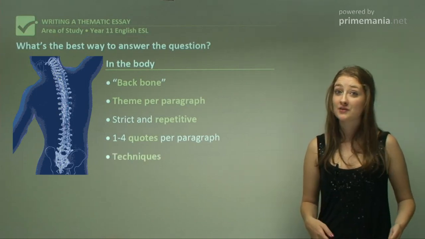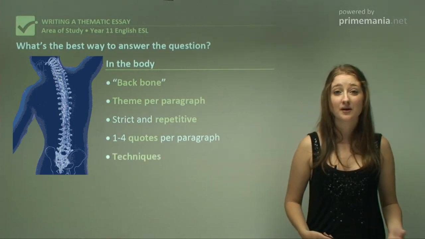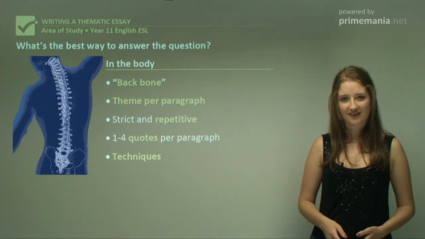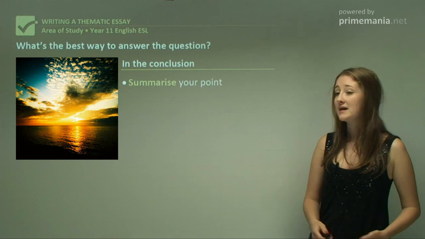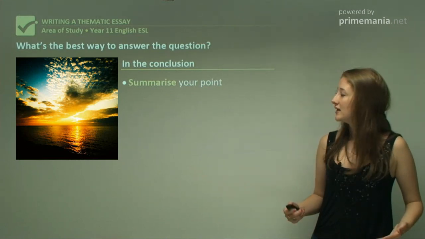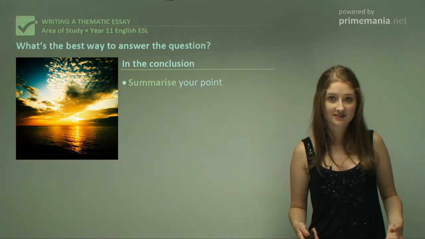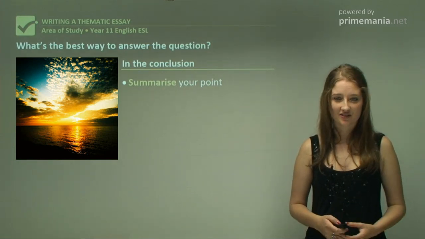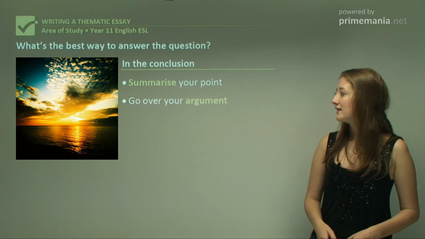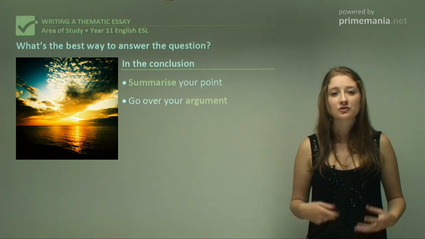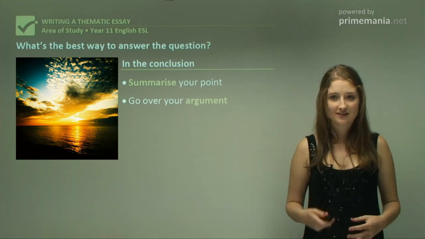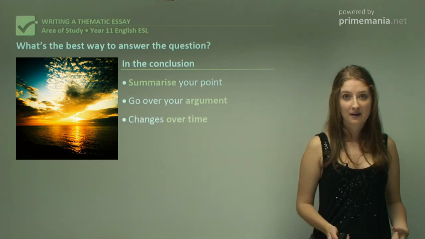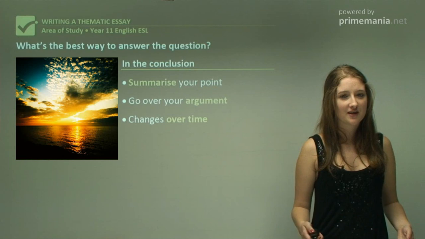Using techniques is obviously extremely vital, and this is something we've discussed and will continue to look at when we examine your text specifically. In the conclusion, obviously, you need to summarize the whole point of your essay and make sure that the marker knows that you really understand that you're answering the question. You then need to go over your argument just by giving a brief outline of everything which you've said in that essay, as well as demonstrating the way in which perhaps your theme varies across the text and has changed over time.